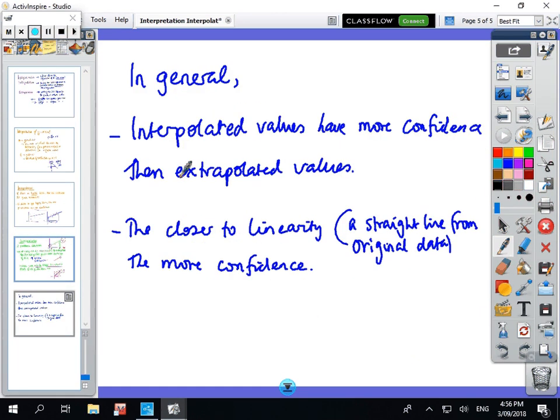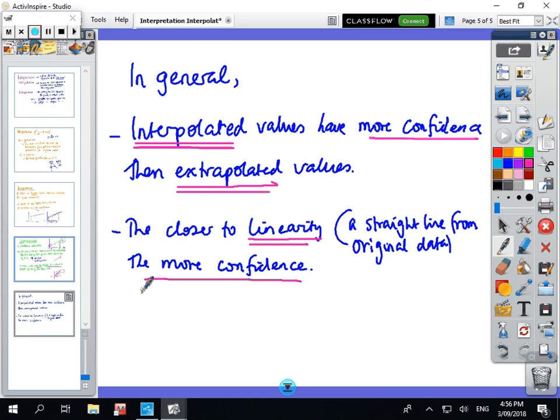So in general, with interpolated data you can have more confidence than with extrapolated. When you're in between values, you can be more confident than outside the values. But again, the closer to a straight line you have, the more confidence you have regardless. So first, if you're in between, you can have more confidence than if you're outside. And the closer to a straight line you are, the more confident you can be with your predictions.